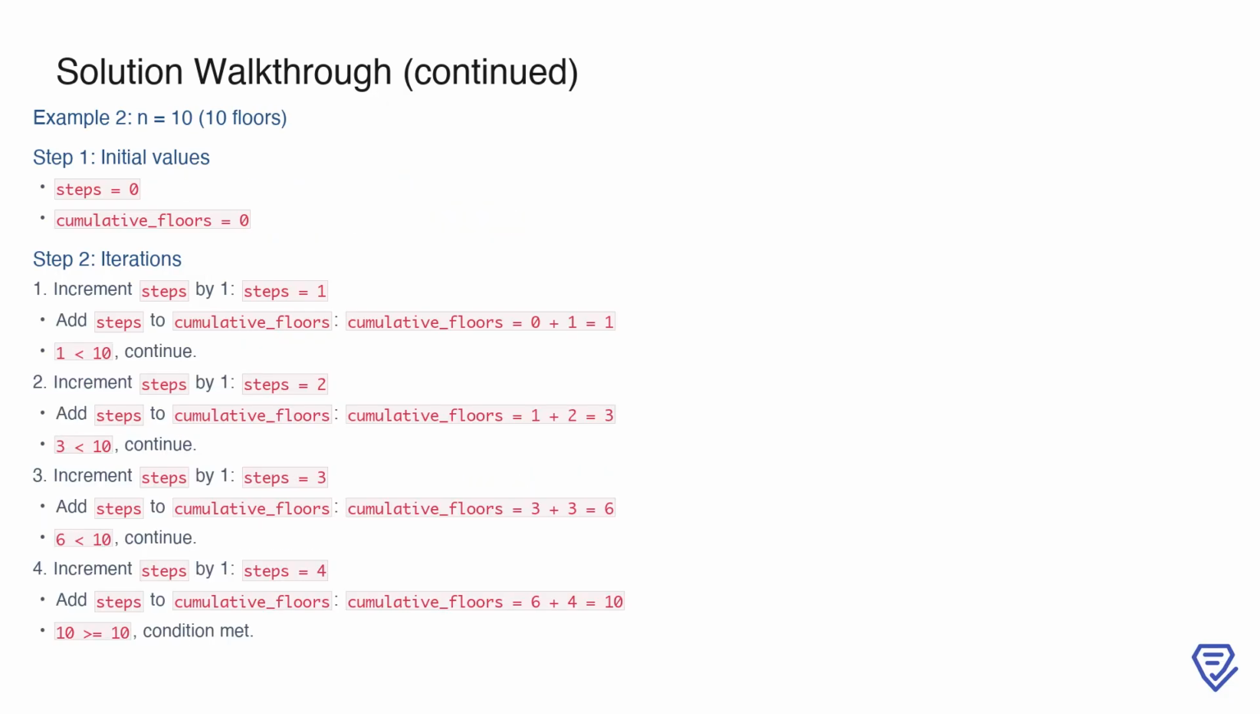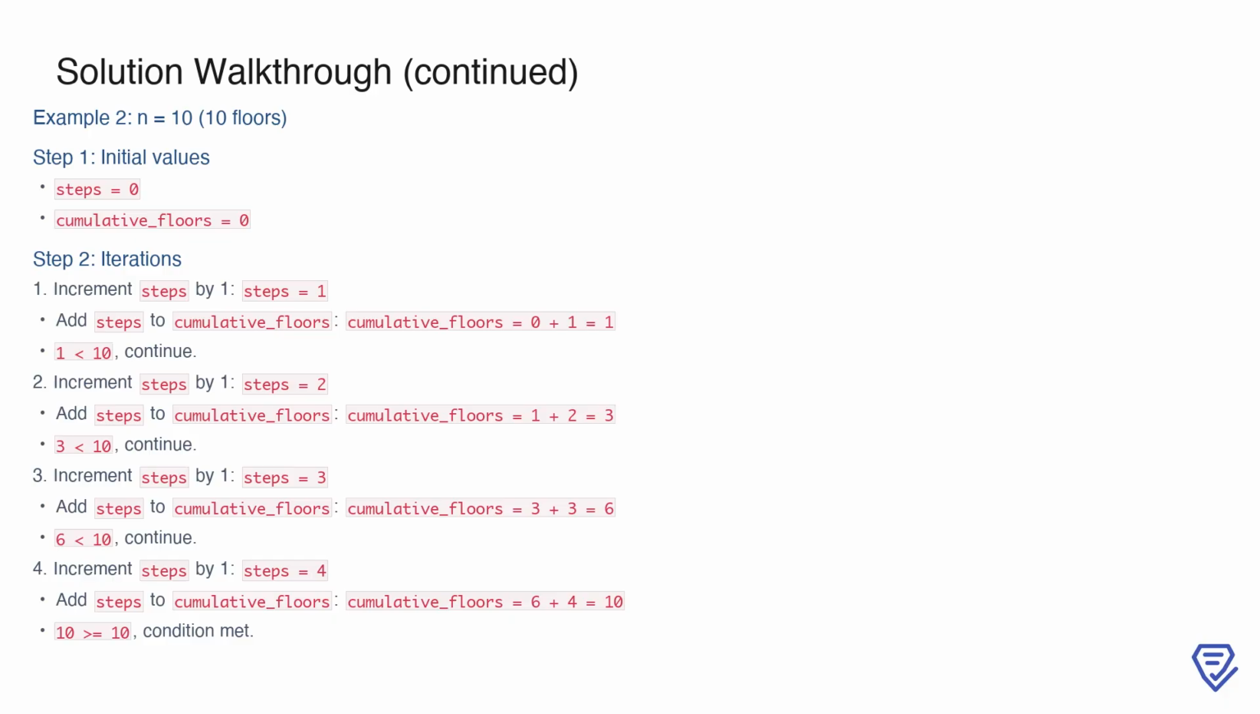Now, let's explore the case where we have 10 floors. We start again with the initial values of steps set to 0 and cumulative floors to 0. In the first iteration, we increment the steps by 1, making it 1, and add this to the cumulative floors, which becomes 1. Since 1 is less than 10, we continue. In the second iteration, we increment the steps to 2, and the cumulative floors increase to 3. Again, 3 is less than 10, so we proceed.